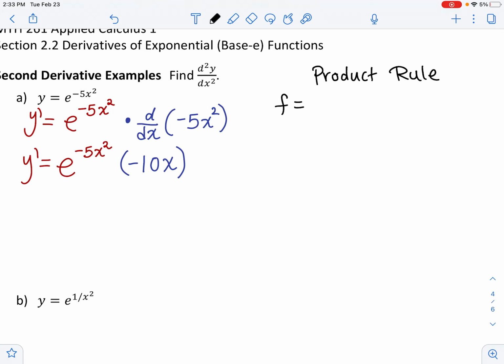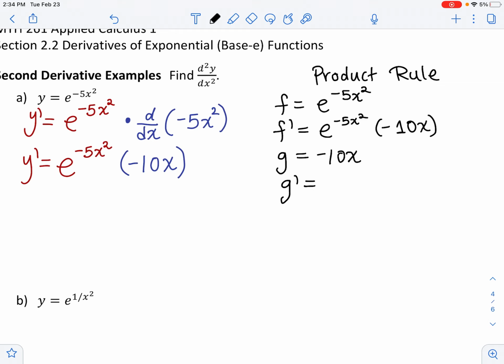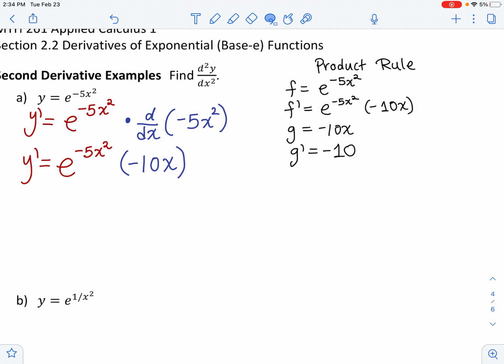So f, the first piece of this product, is e to the negative 5x squared. Now that's the original function that we took the derivative of. So if we are finding f prime, it is just going to be that first derivative. Okay, that makes it easy. e to the negative 5x squared times negative 10x. Okay? g is the second piece, the blue piece right here. g is negative 10x. That means g prime is simply negative 10. So I got everything labeled. I am now ready to do the product rule.